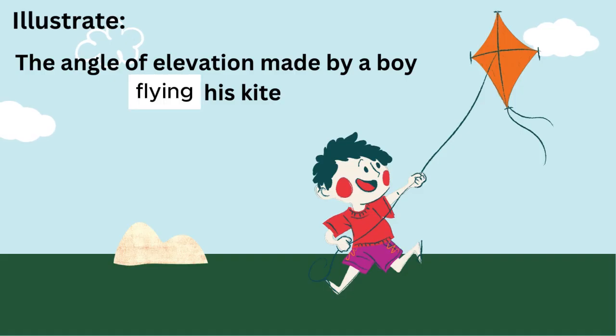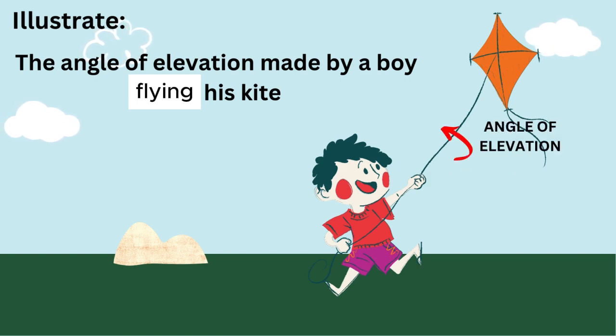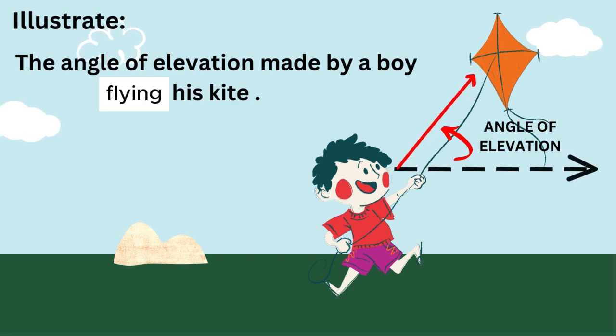Now let's illustrate the angle of elevation made by a boy flying his kite. First, let us illustrate the objects involved. We have a boy and a kite, and we will draw a horizontal line of sight from the eye of the observer, which is the boy. After that, the line of sight would be from the eye of the observer to the object, which is the kite, and this angle is the angle of elevation since the angle is formed above the horizontal line of sight.